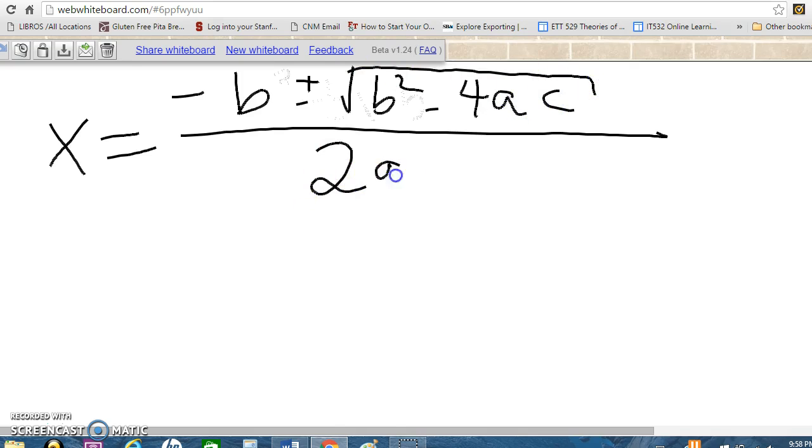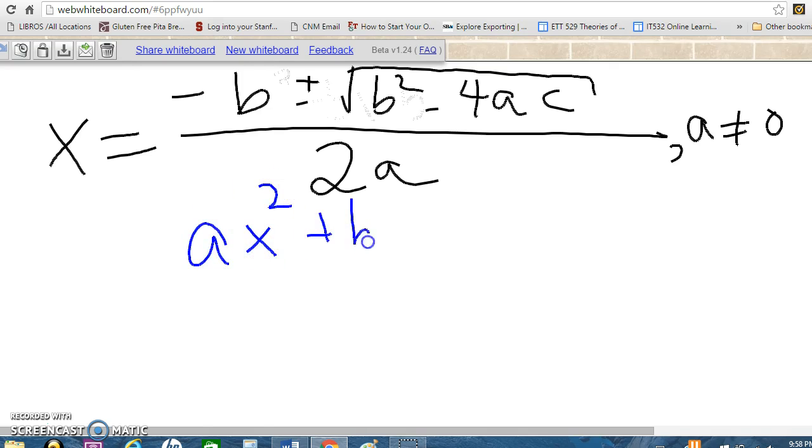all over 2a. So just like before, remember that a cannot be 0, and we're going to use this when we have it in the form ax squared plus bx plus c equals 0. Something that you want to remember when you do this is that those cannot be fractions. And my personal preference is that a be positive, because it makes things easier.